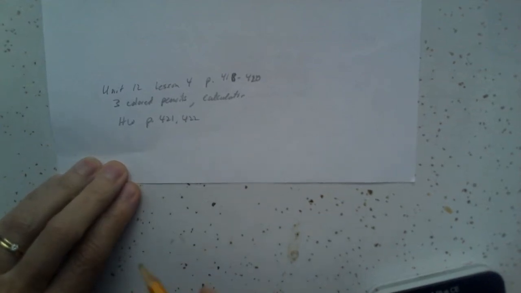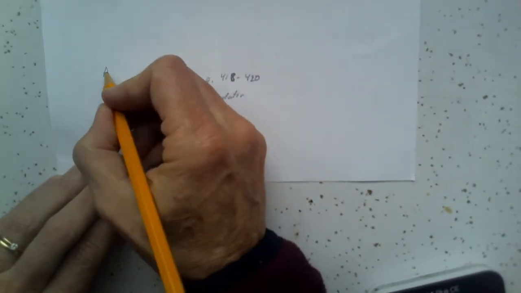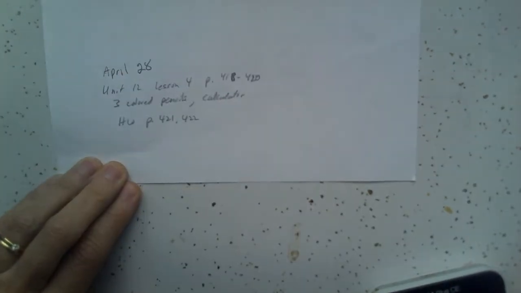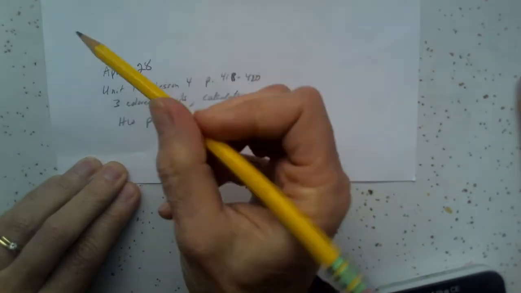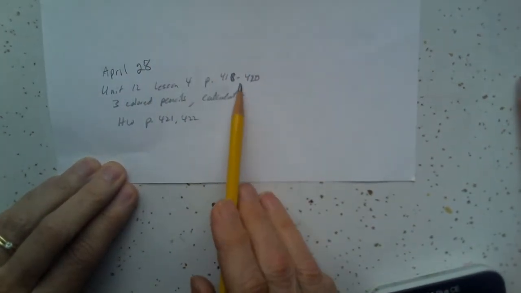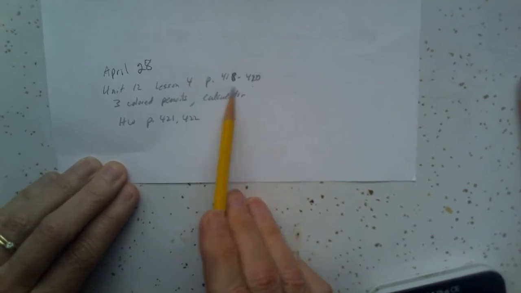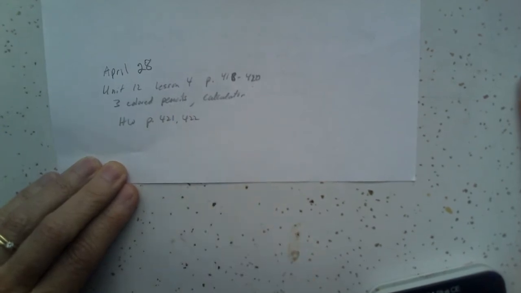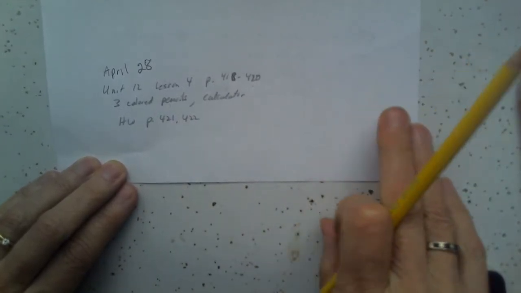Hello, today is April 28th, and we are going to do Unit 12, Lesson 4, and that's on page 418 through 420. And you'll need, if you can, 3 colored pencils with you, that would be great, and your calculator, and you have 2 pages of homework, pages 421 and 422.